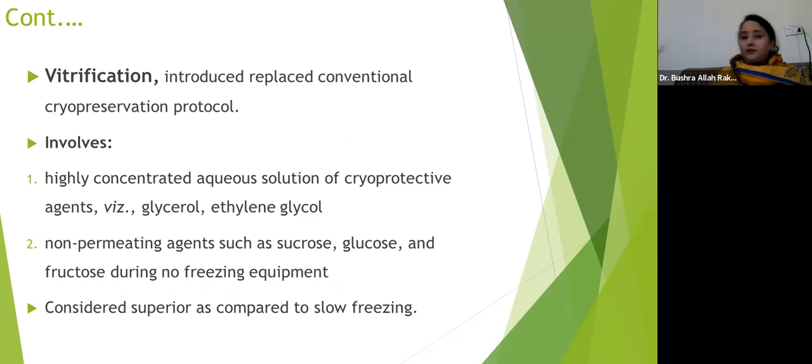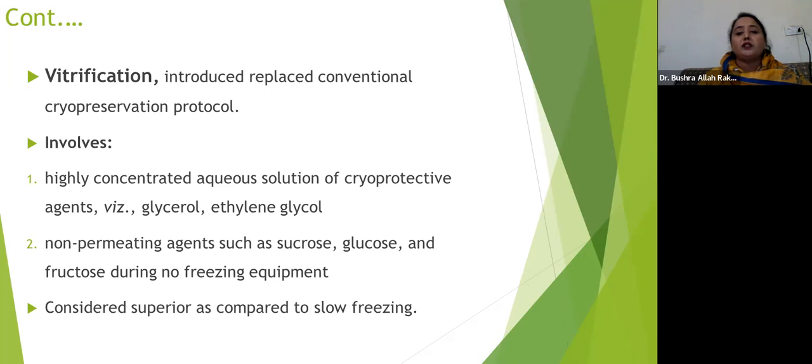Vitrification means introducing a replacement for the conventional cryopreservation protocol. It involves a highly concentrated aqueous solution of cryoprotectant agents like glycerol and ethylene glycol, and many others. Glycerol has cryoprotective abilities because it is a permeating cryoprotectant, and the purpose of using this cryoprotectant is to protect the sperm in the state in which it is present. And there are many other non-permeating cryoprotectants.